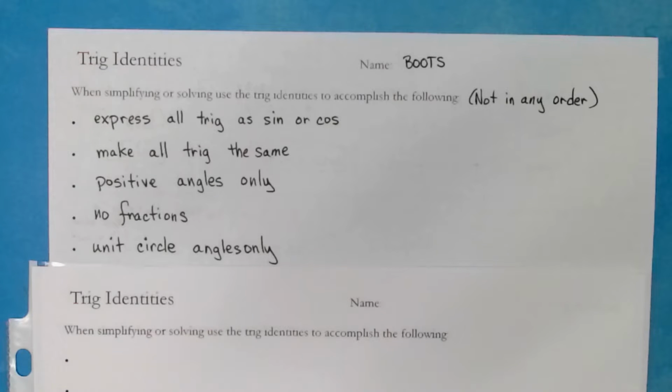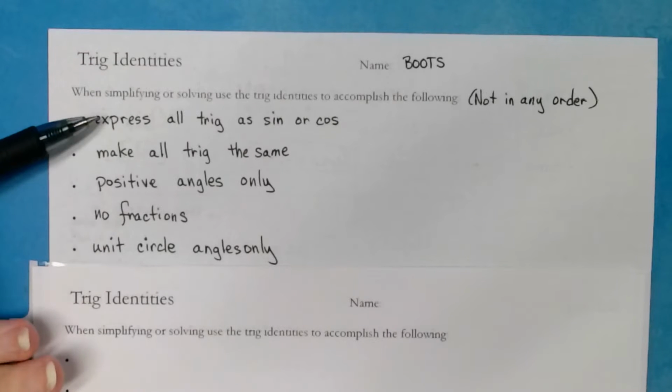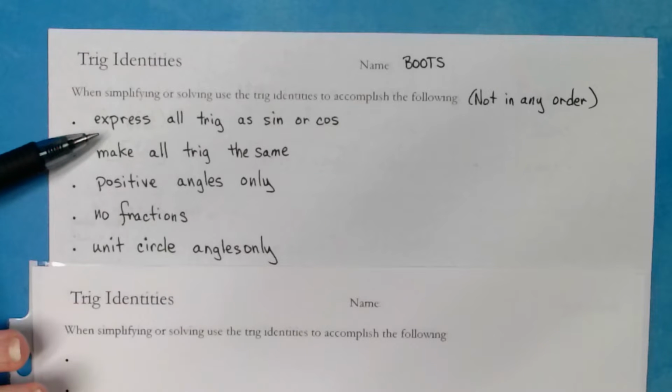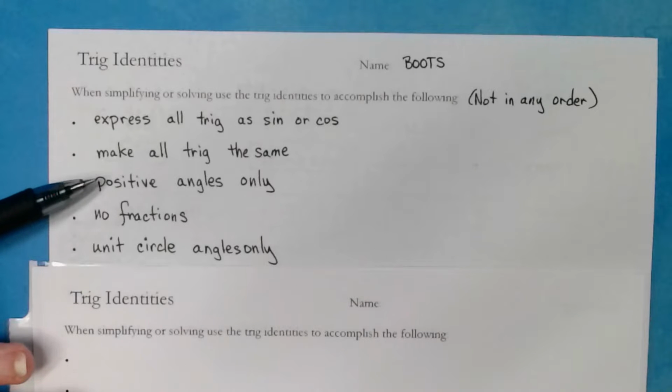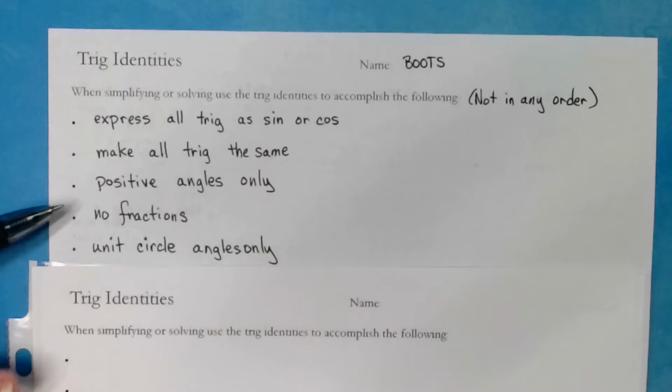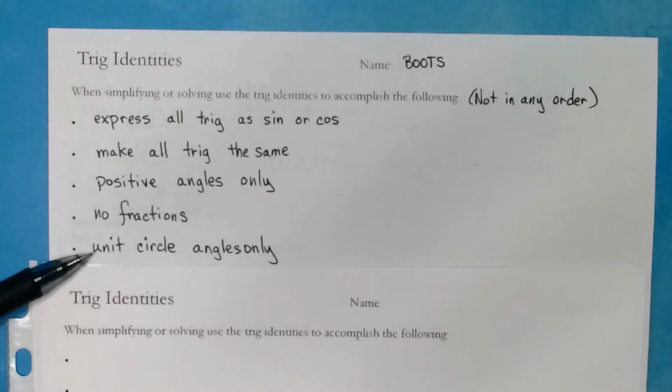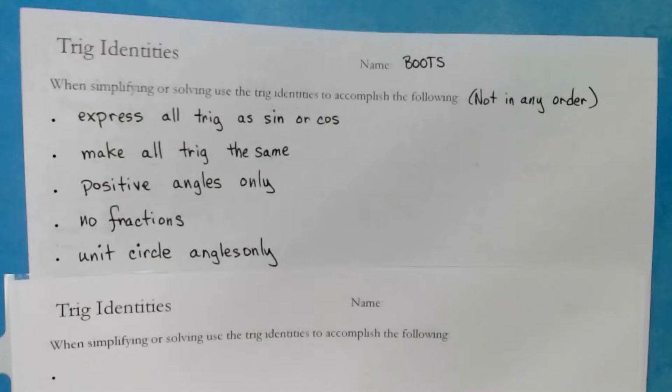So when we're simplifying, we're going to express everything in terms of sine or cosine. Our identities help us turn everything into sines or cosines. We're going to make all our trig functions the same, so if I can't get all sines or can't get all cosines, then I'll move on to tangent. We only want positive angles, we don't want fractions, and we're trying to get angles that are on the unit circle only. So we want to always go back to our unit circle. So let's look at our identities.